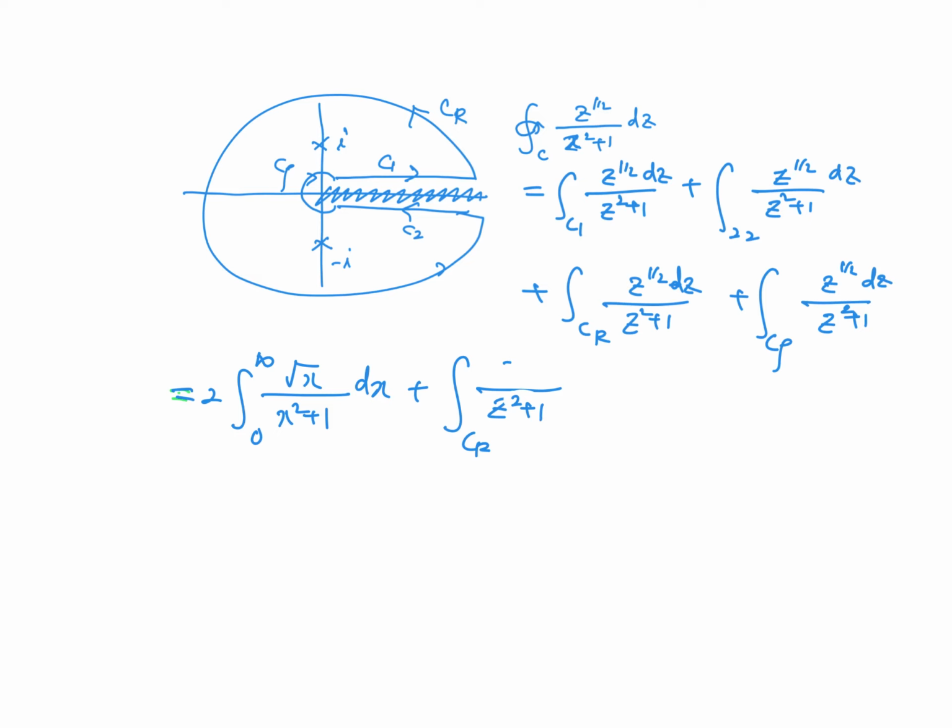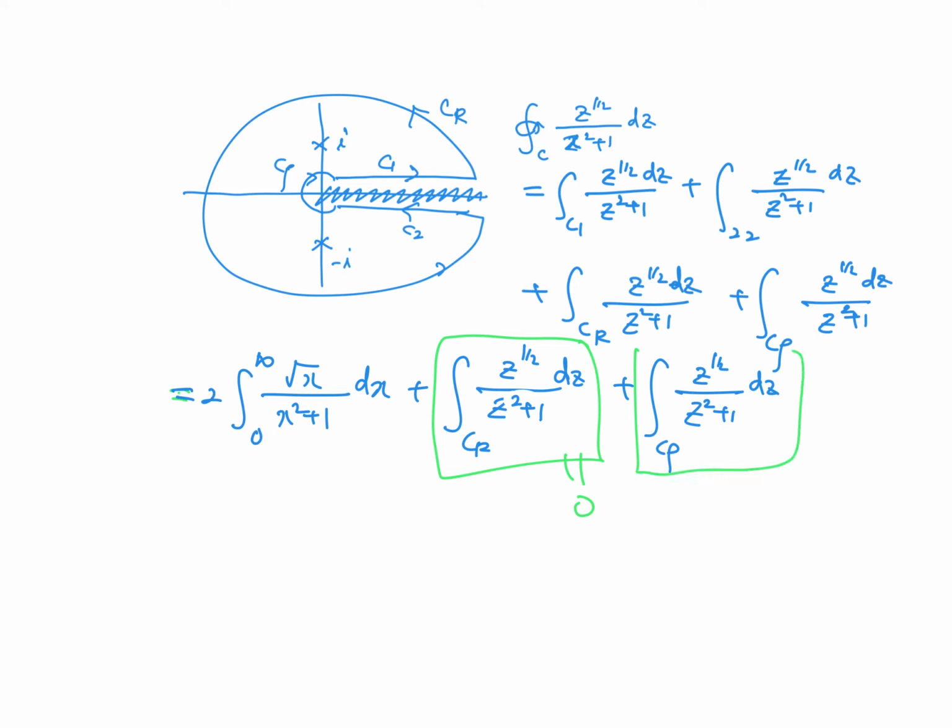Square plus 1. But we know that the other two are going to be 0. So basically this is going to be 0, and this is going to be 0. It's very easy to show that, and so I'm going to give it as homework. Check it. So you can trust me that these two are 0.